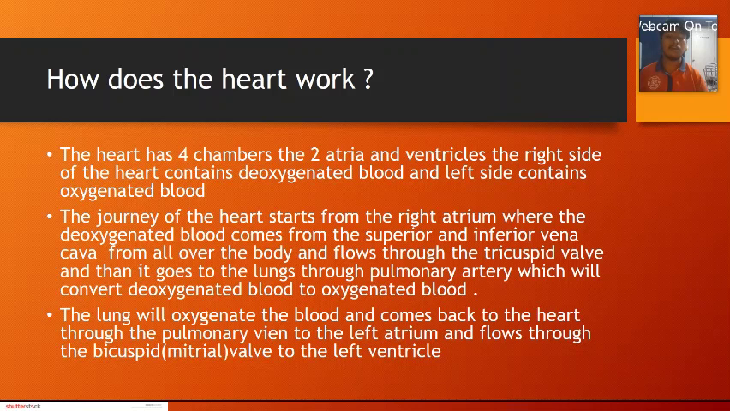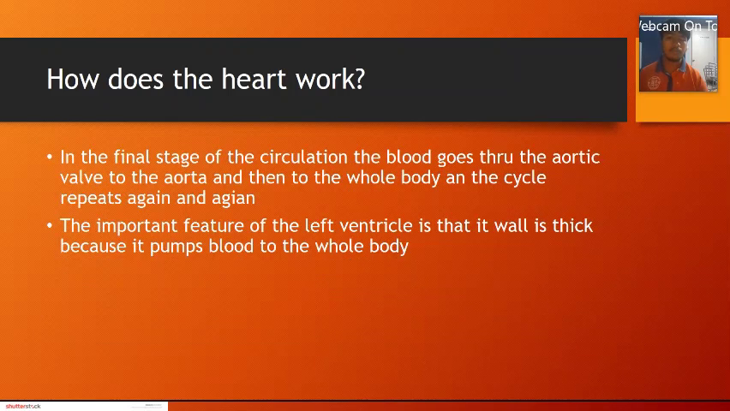The lung will oxygenate the blood, and it will come back to the heart through the pulmonary vein to the left atrium and flow through the bicuspid valve to the left ventricle. In the final stage of the circulation, the blood goes through the aortic valve to the aorta and then to the whole body, and the cycle repeats again and again.